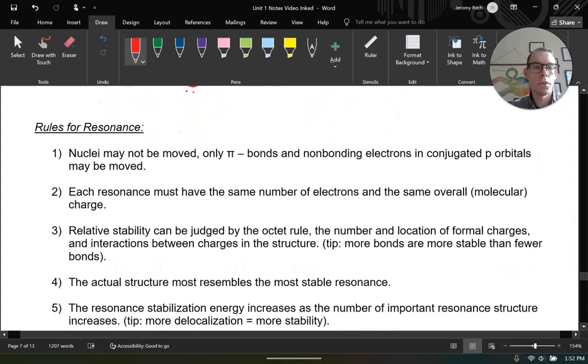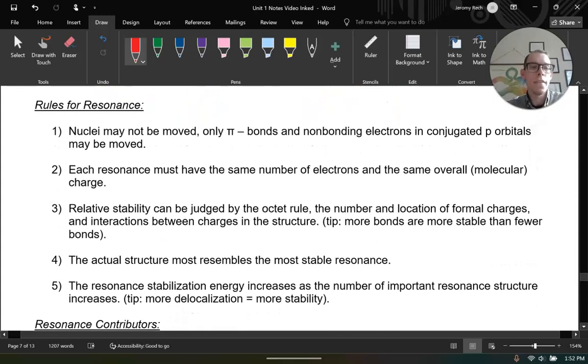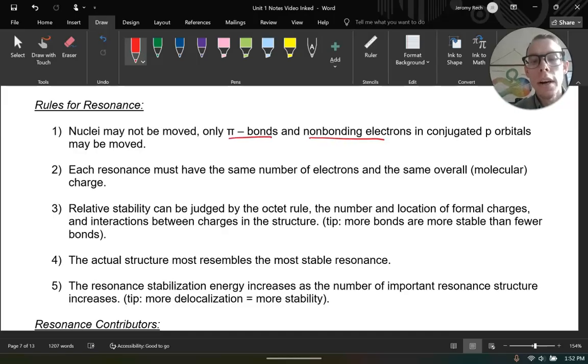So what are some of our core rules for resonance? The very first, and one of the most important ones that students will mess up the most, is we are only moving electrons. We cannot move nuclei. We're not moving carbons. We're not moving hydrogens. We are only moving electrons. The most common examples of electrons that we're going to be moving are ones in double bonds and ones that are non-bonding, which are our lone pairs. So double bonds and lone pairs are things that we move, and we cannot move our nuclei, our carbons and our hydrogens.